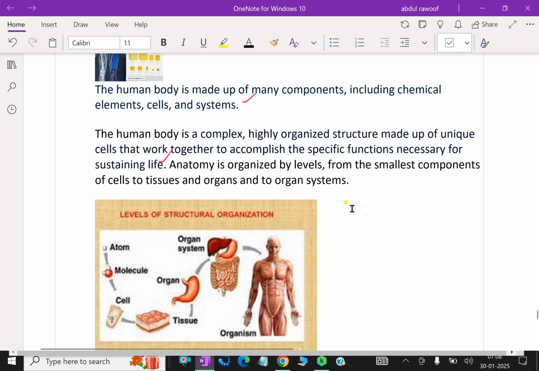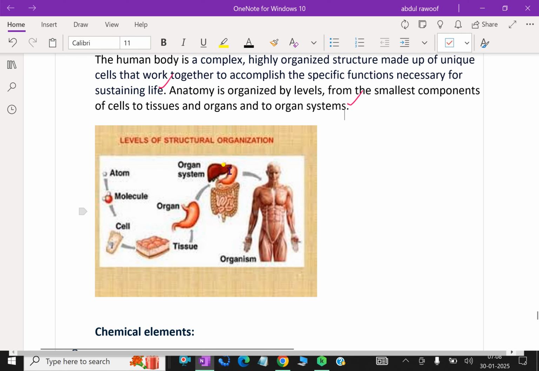Anatomy is organized by levels, from the smallest components to cells, to tissues and organs, and to organ systems. This figure explains this. Atom, molecule, cell, which forms a tissue and becomes an organ, and it becomes an organ system and organism. That is a complete body.